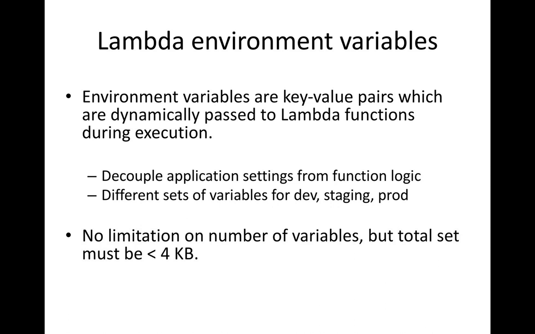And environment variables are key value pairs, and you actually define them as part of the Lambda function configuration. When the Lambda function is invoked, the environment variables are passed into the Lambda function environment, and the code in the function can then read the value of those environment variables while the function is running. There's really no limit on the number of variables that you can create, but the total set of variables must be less than 4 kilobytes.